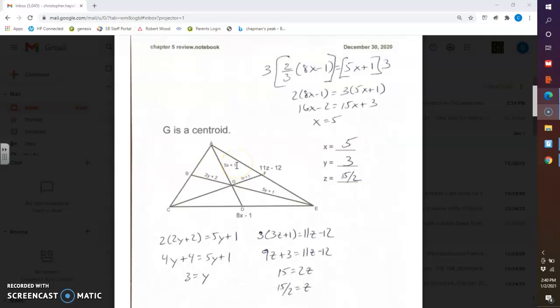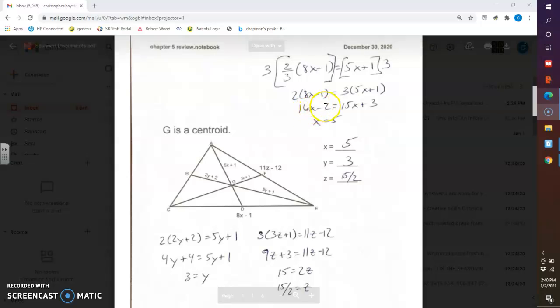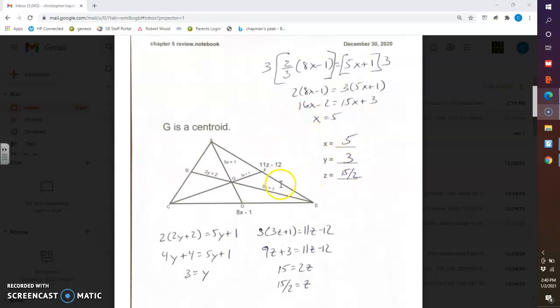2/3 of 8x minus 1 is 5x plus 1. The distance from the vertex to the centroid is 2/3 the entire line. So if I take 2/3 of 8x minus 1, it should equal 5x plus 1. We multiply both sides by 3, and then we distribute the numerator on the left and the denominator on the right. That becomes 16x minus 2 equals 15x plus 3. We add 2, we subtract 15x, and we get x equals 5.